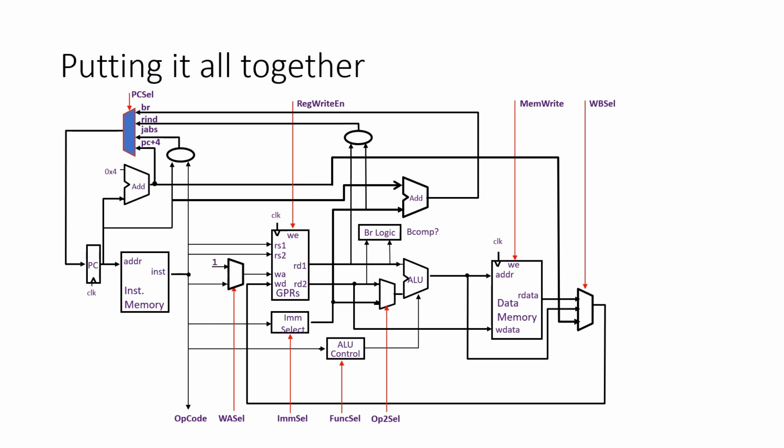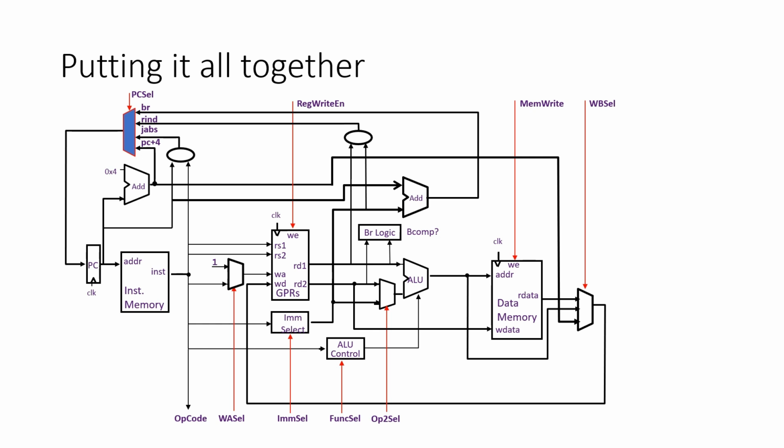Here we have put all the things we have introduced together, and to make life a little bit more complicated for you, we have added support for branch and jump instructions as well. The opcode and funct fields from the instruction goes to the control unit, not shown here, which generates several control signals shown with red arrows here. Let's go through the data path for a few important instruction categories.